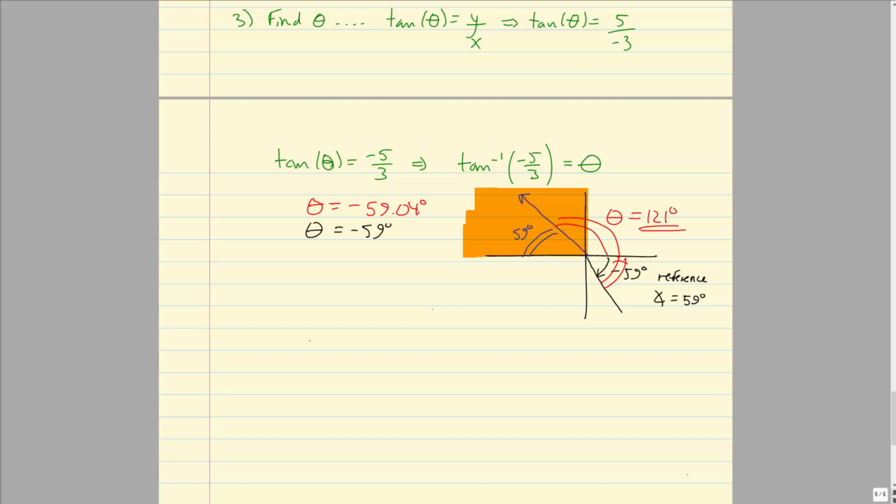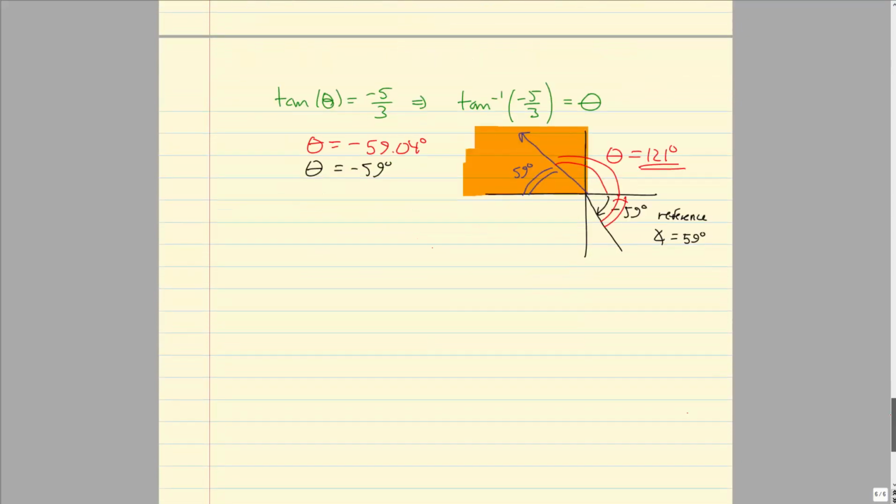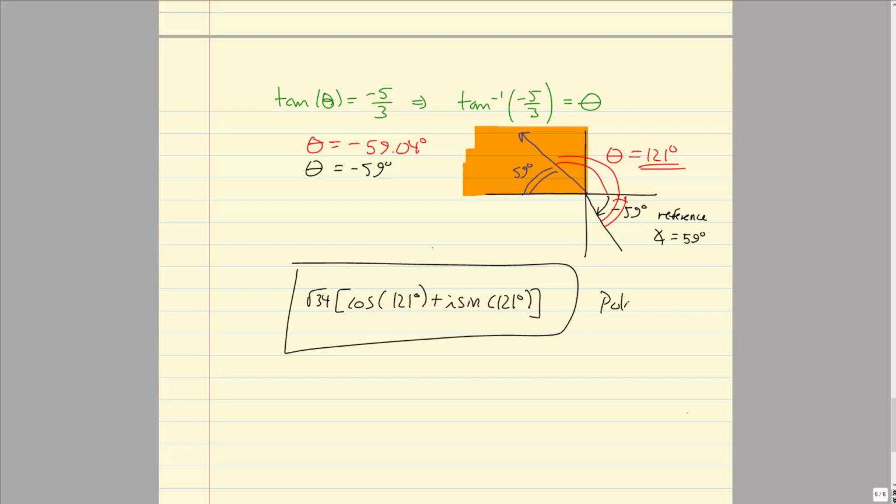So now I know r, what was r? Square root of 34 times cosine of theta, which we figured out was 121 degrees, plus i sine of 121 degrees. And this is the polar or the trigonometric form, given we started with that rectangular form.